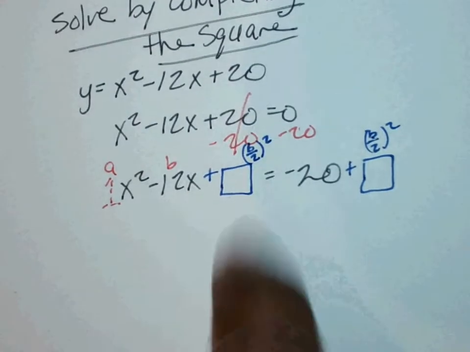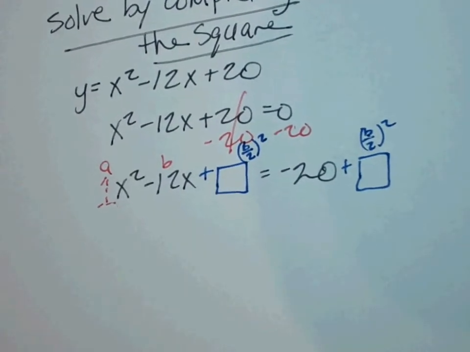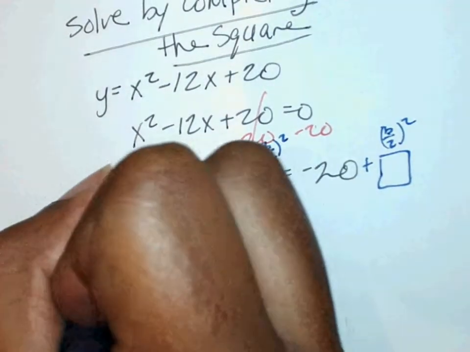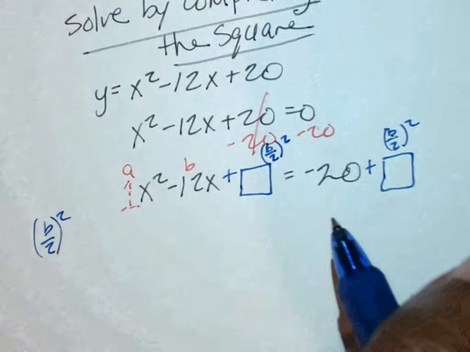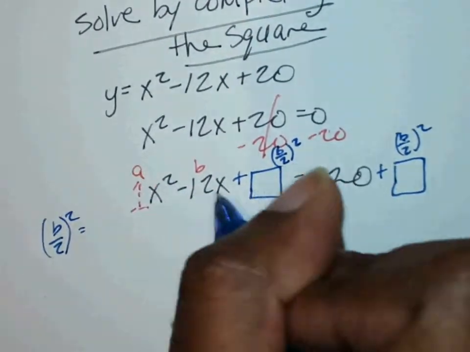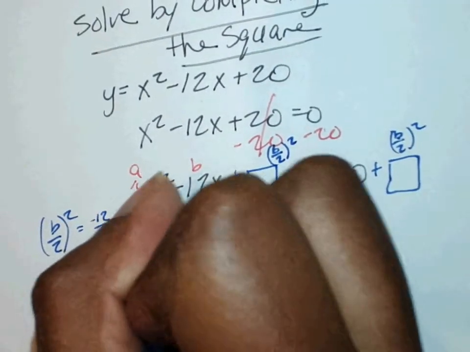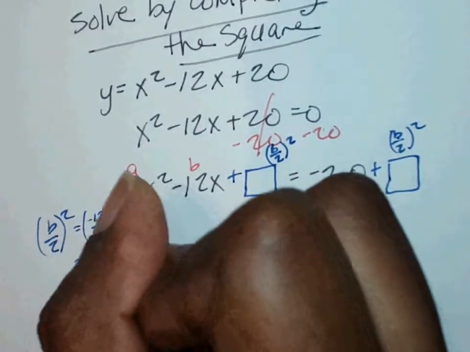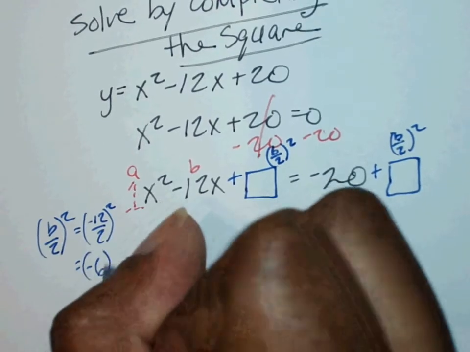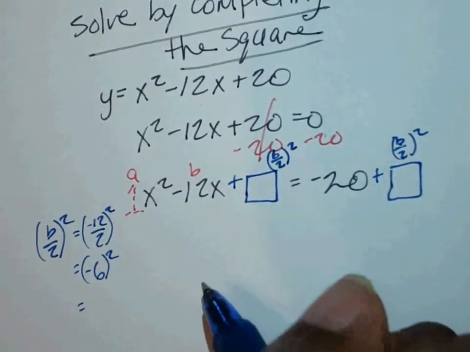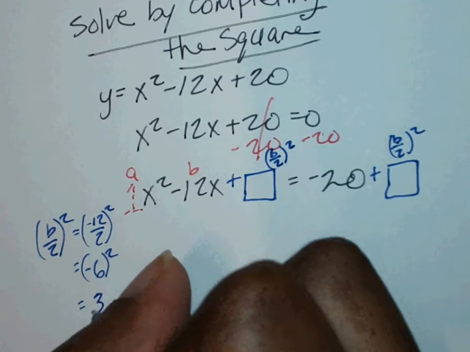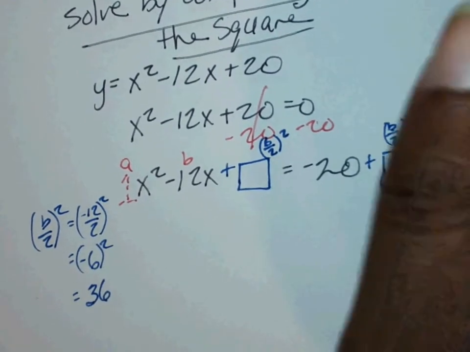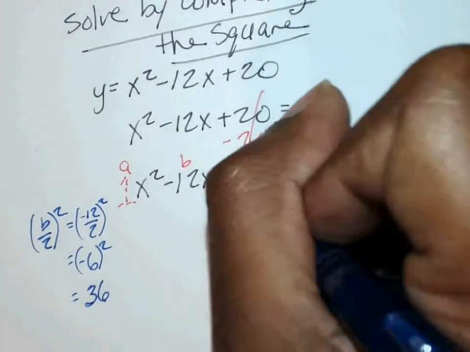So what I need to do is take over to the side somewhere b divided by 2 squared. And b was negative 12. So I'm going to have negative 12 divided by 2 squared. Negative 12 divided by 2 is negative 6. Then I have to square that. So my answer would be 36, because negative 6 times negative 6 is positive 36. And that's what goes in my square. A 36.